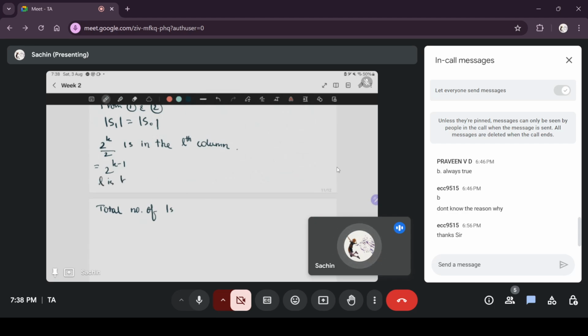So here L is arbitrary. That means we could have picked any column and get the same. We could pick any column and get the same result. So each column has 2 power k minus 1 ones. So total number of ones in the code table are n into 2 power k minus 1.